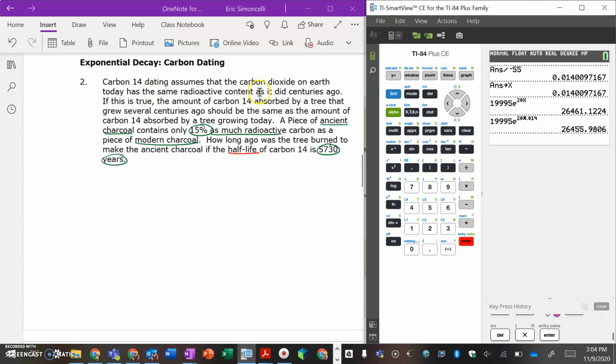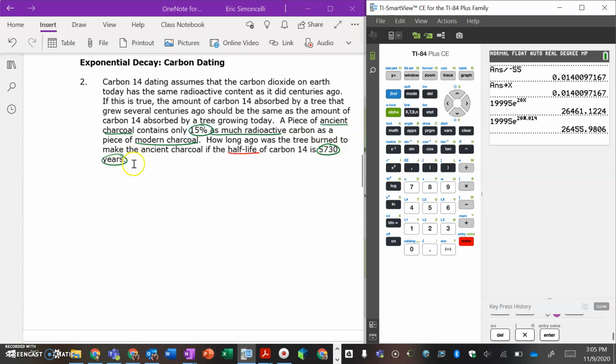Carbon-14 dating assumes that carbon dioxide on Earth today has the same radioactive content as it did centuries ago. If this is true, the amount of carbon-14 absorbed by a tree that grew several centuries ago should be the same as the amount of carbon-14 absorbed by a tree growing today. A piece of ancient charcoal contains only 15% as much radioactive carbon as a piece of modern charcoal. How long ago was the tree burned to make the ancient charcoal if the half-life of carbon-14 is 5,730 years?